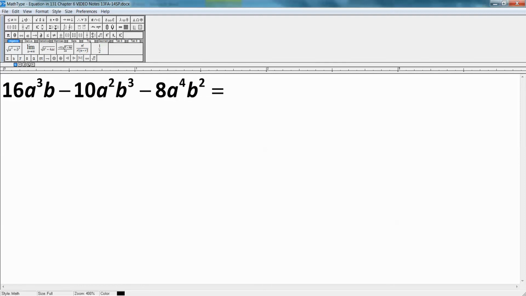4 won't work because 4 doesn't go into 10, so 2, not evenly at least. Right, if it comes out with a decimal, that's no good to us. Then look at your a's. The lowest power you have is the most you could take away, so that's a squared. This middle term only has 2 a's to give, so I can't go any bigger than 2, right?